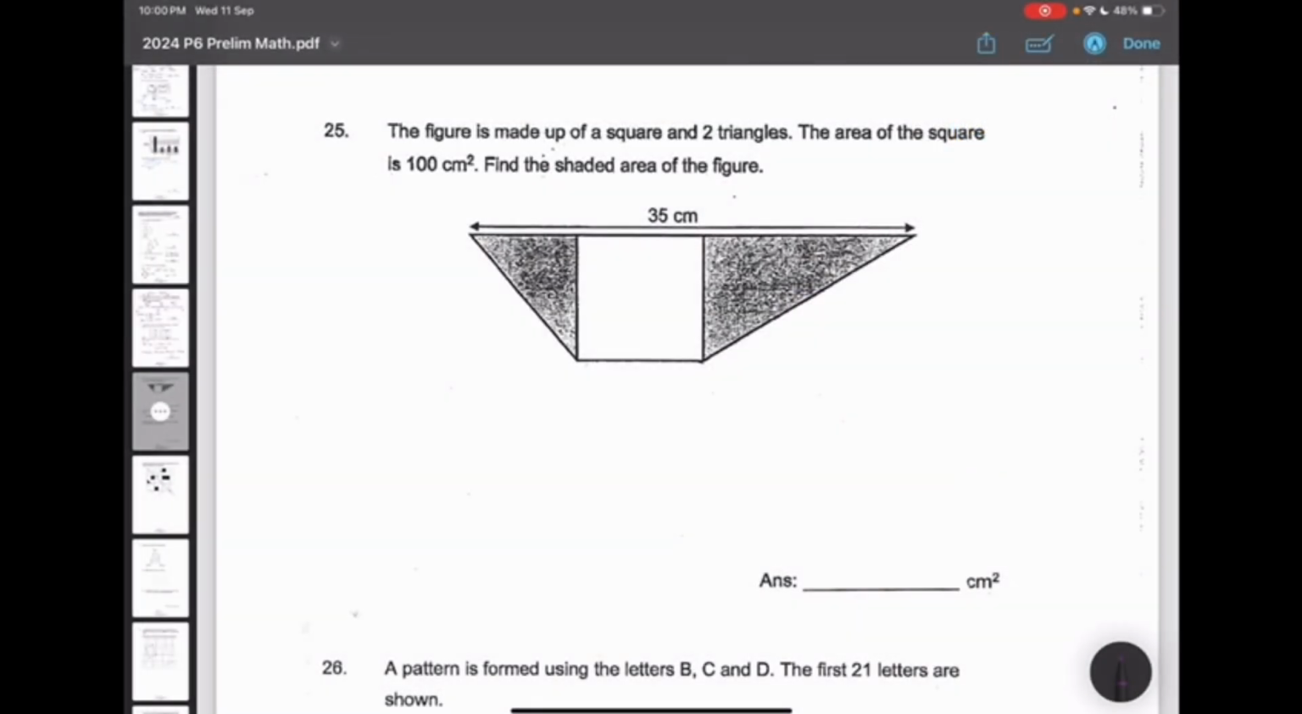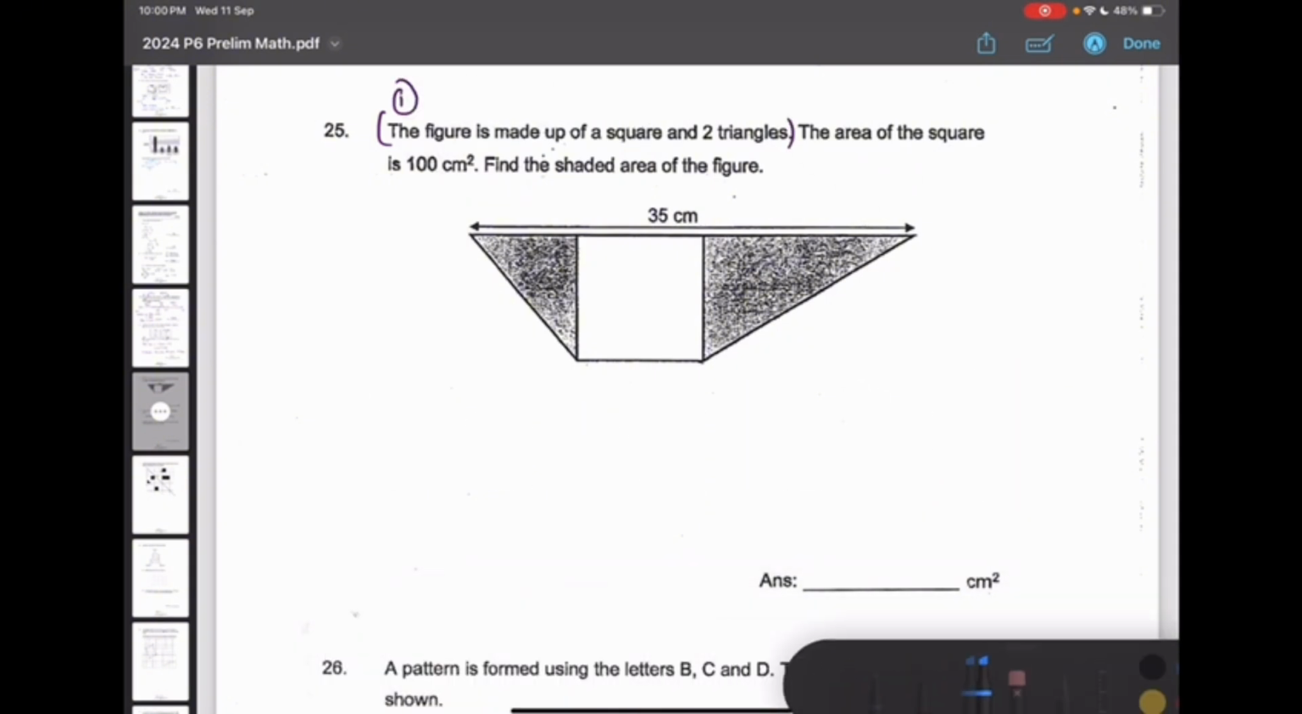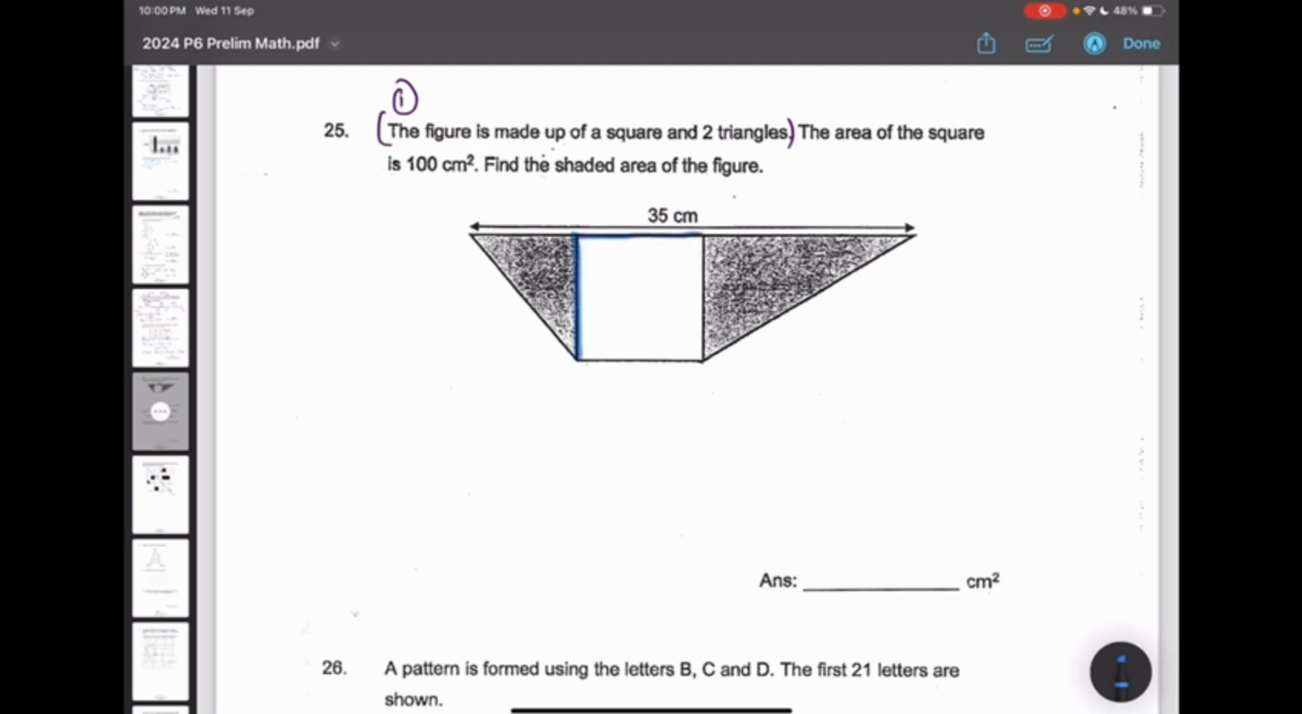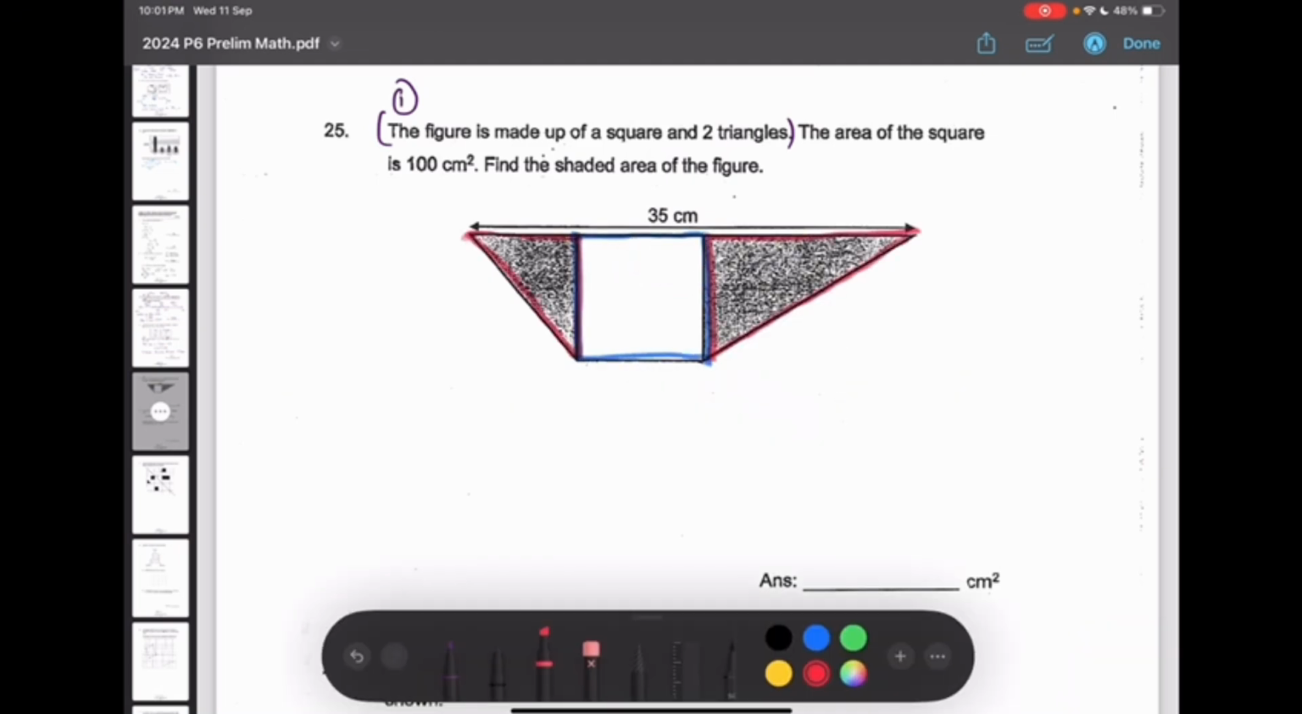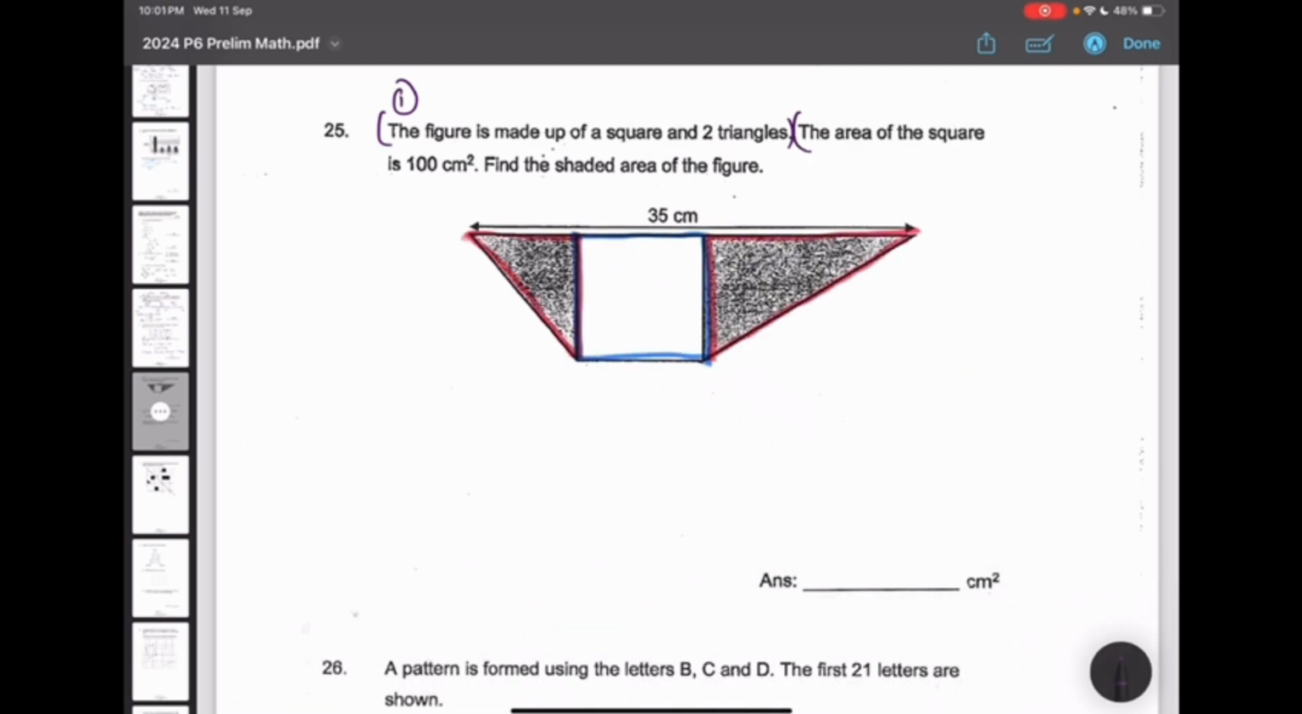Moving right on to question 25. Let's read the question together. The figure is made up of a square and 2 rectangles. Alright, so I have a square and 2 rectangles. I am going to highlight the square and, of course, the 2 rectangles. Alright, let's look at the next sentence. The area of the square is 100 cm squared.